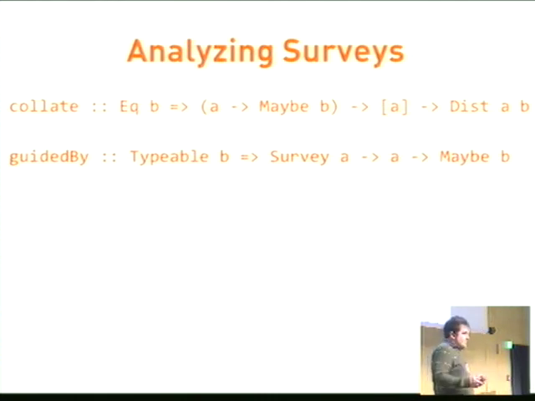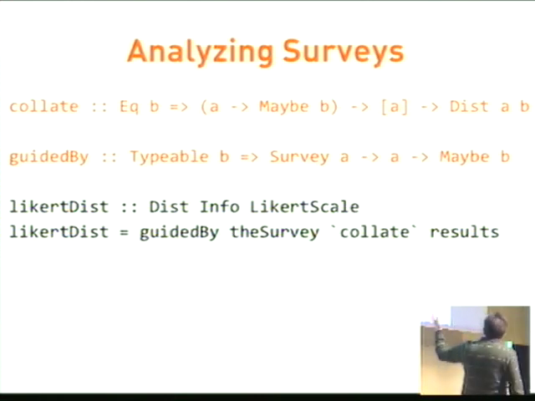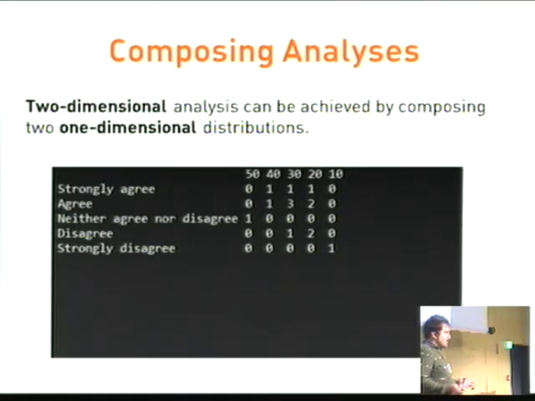So putting these together, it's really quite trivial, and it almost reads like English. When you say, guided by the survey, please collate the results, that creates the distribution that we're looking for. We can compose these together, and since those were one-dimensional analyses, a two-dimensional analysis would be the composition of two one-dimensional analyses. So this might take the form of cross-tabulation.